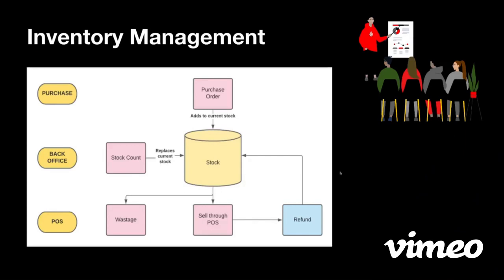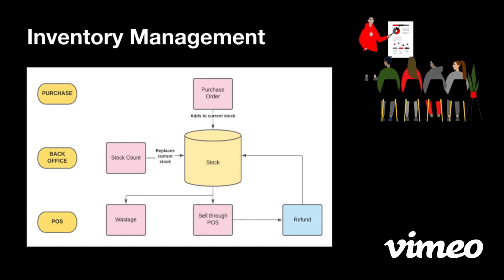I quite like this flow chart because it pictures well all those different aspects and how they link with Lightspeed. So as you can see in the middle, you've got your stock holding. You've got a few different things around it. And on the left, you can see purchase, back office, and POS.